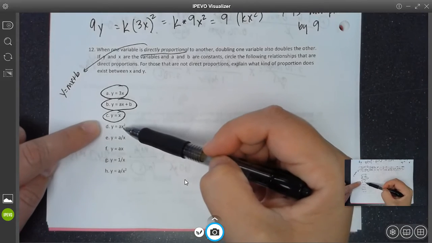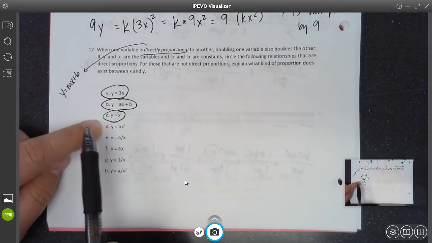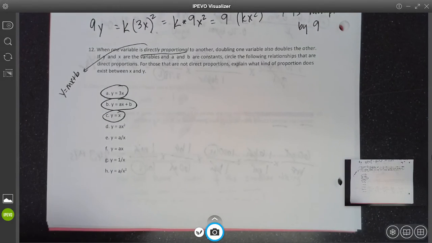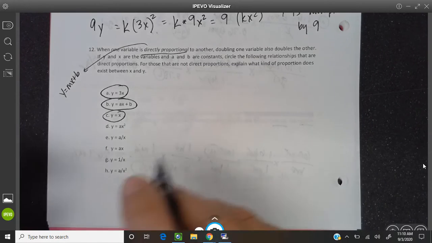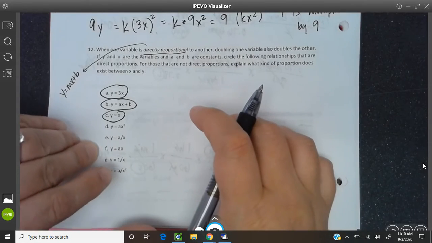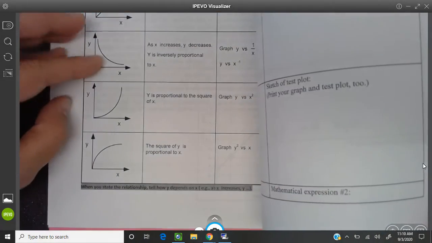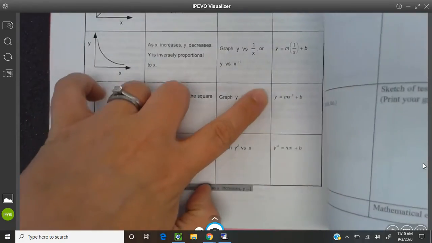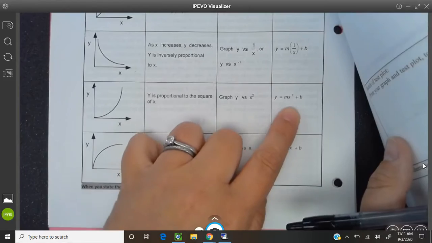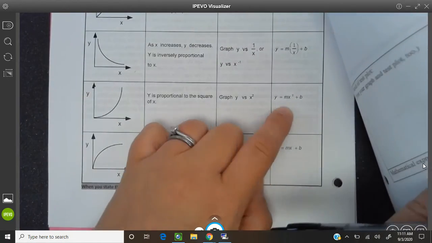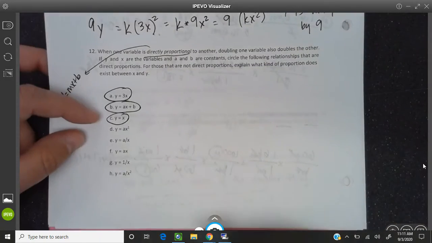All right. So this part D is not proportional because x is squared. So part D is not proportional because x is squared. We can refer back to our charts. And we can actually look all the way over here to figure out where it should go. It looks a lot like this, right? Y equals ax squared. So we would say that this is proportional to the square of x.